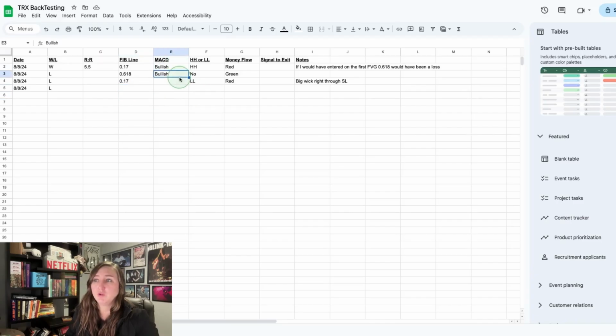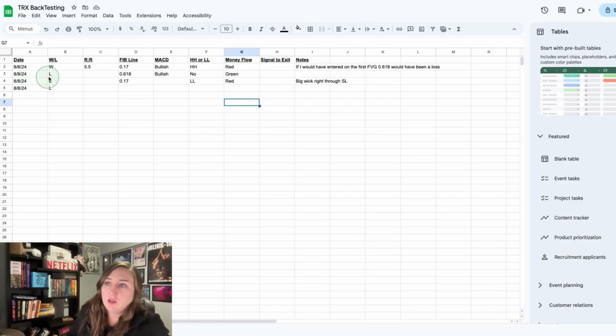Was the MACD bullish or bearish? Was it a higher high or lower low or neither? There's a money flow indicator as well in TradingView that I use. Was the money flow red or green? Were there more sells or buys coming in? What were my signals to exit? What were some notes, or what would I do differently next time and why?